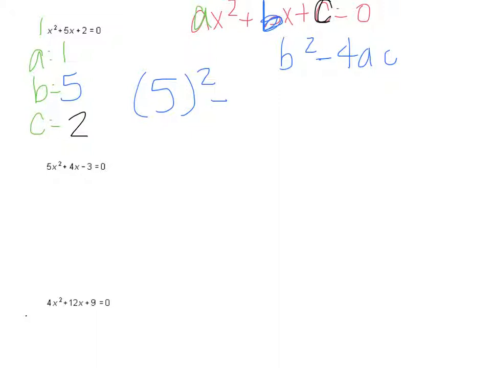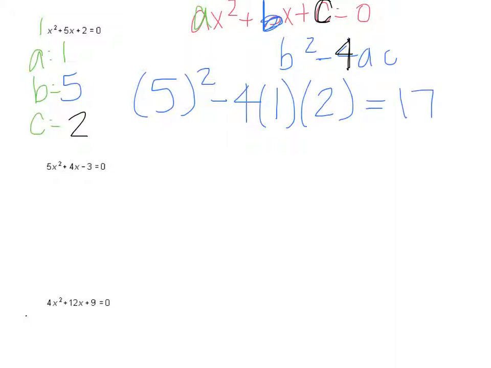Minus this 4 right here, this always confuses people. This 4 is always there no matter what. It's just part of the formula. So minus 4 times a, in this case 1, times c, and c in this case is 2. And then we put that in our calculator. 5 squared minus 4 times 1 times 2 is going to give us 17.